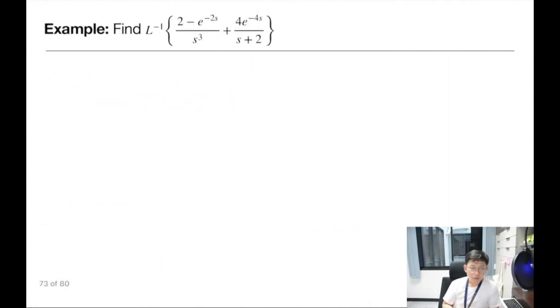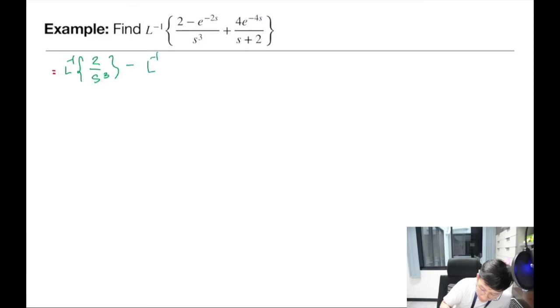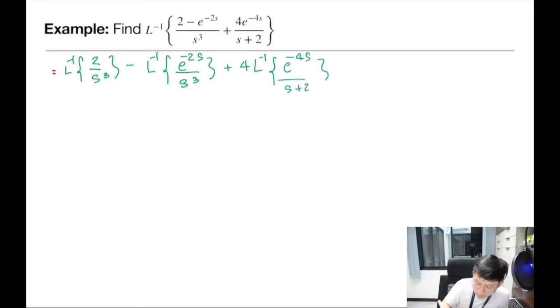Okay, guys, this example, first I'll just write it like that. L inverse of 2 over s cubed minus L inverse of e to the minus 2s over s cubed plus 4 L inverse of e to the minus 4s divided by s plus 2. Okay, use the linearity, right? The linear property of the inverse Laplace transform.